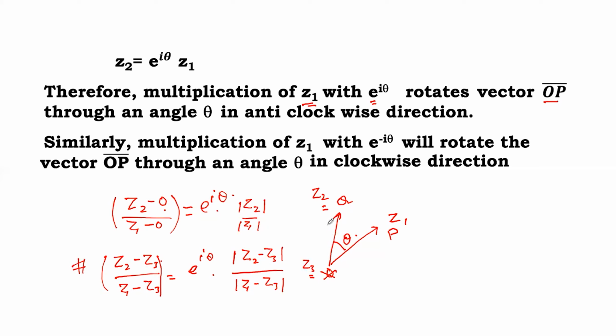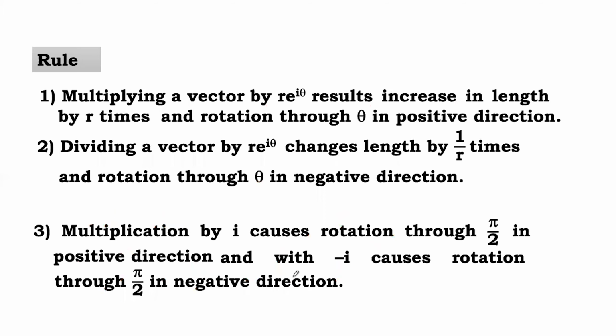Where you are reaching, that point you have to write in the numerator. Where you are starting, you have to write that point in the denominator, right? The tip and the base are Z2 and Z3. So this is Z2 minus Z3, and the denominator will be Z1 minus Z3, right? And both are the magnitude given. Okay, right? So some rules we have to understand and remember.